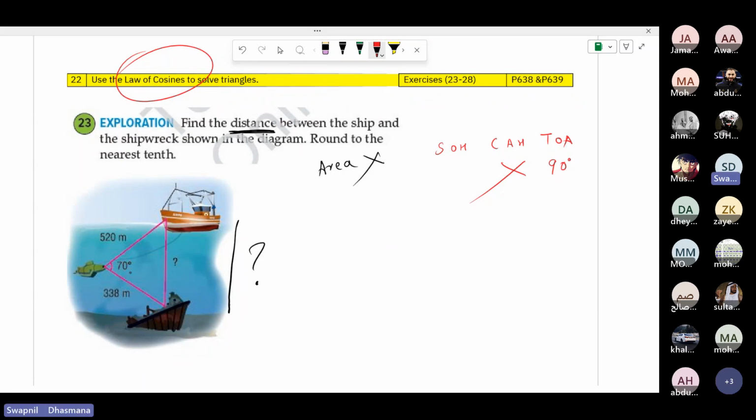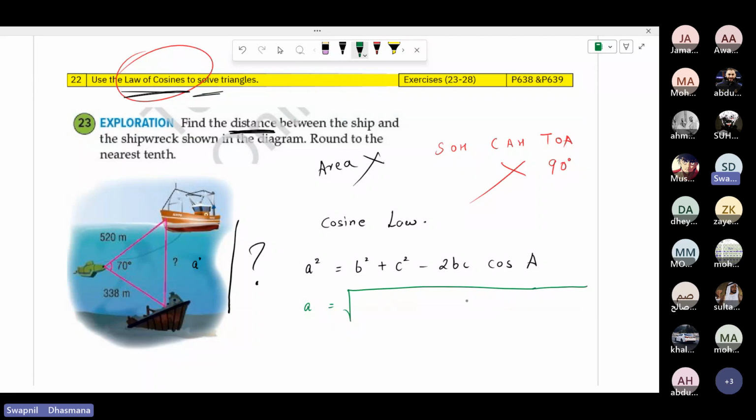There is no right angle here. So you will use the law of cosine or the law of sine. This one is cosine. If you remember, this is a. So a squared equals, this is the formula. So a is unknown, so a squared means a is the root.